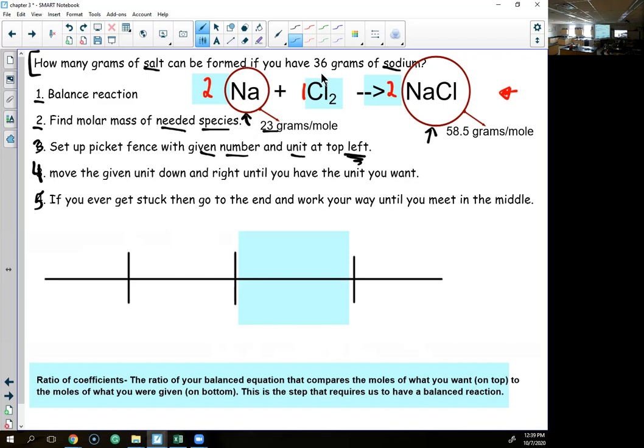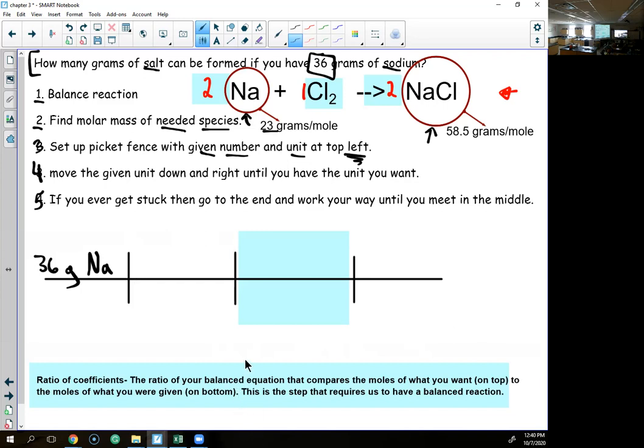Look at the problem. It gave me 36 grams of what thing? Na. Please be thorough, really thorough as we go through this. Some of my best AP students probably became accountants. And that's just because they are attentive to detail. They might not be great at chemistry, but they're so into details, they're great at things like this.